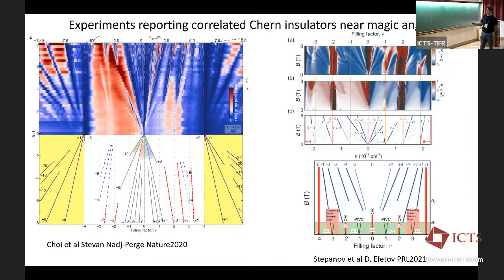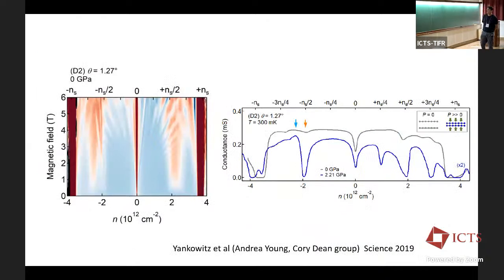S equal to 0, T equal to 4, S equal to 1, T equal to 3, S equal to 2, T equal to 2, and then S equal to 3, T equal to 1. Okay, so that was close to the magic angle.